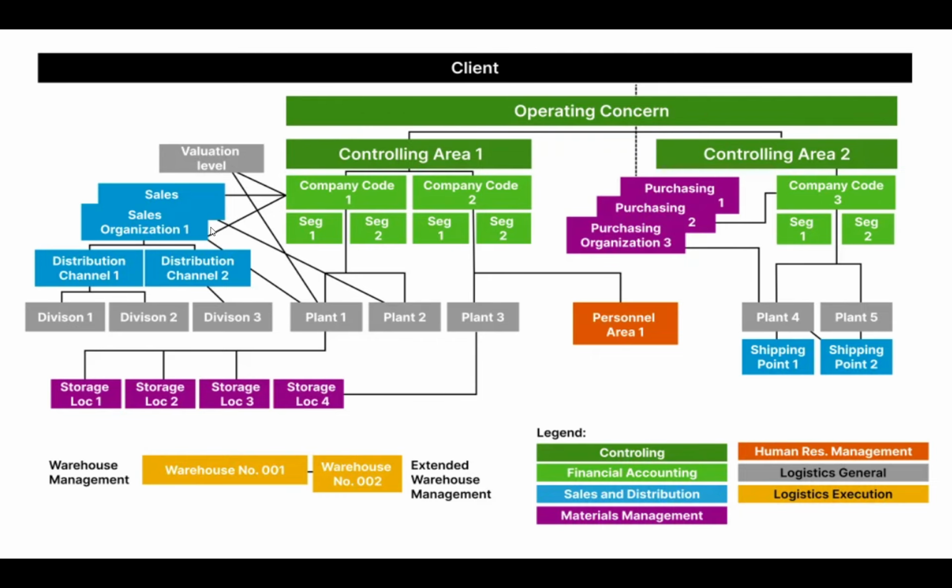The combination of sales organization, distribution channel, and division makes sales area. The sales area answers the following questions: who are we selling to? How are we selling? And what are we selling? Who are we selling to is determined by the sales organization. How are we selling is determined by the distribution channel. And what are we selling is determined by the division.